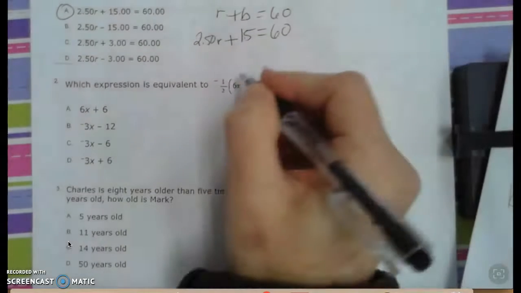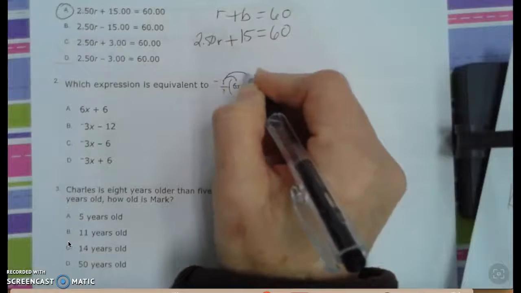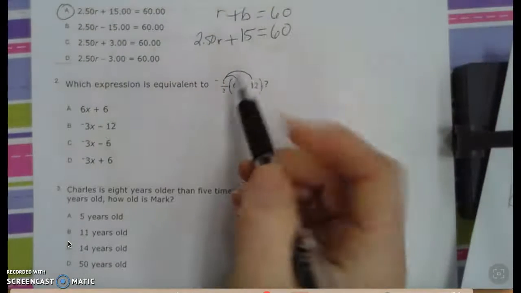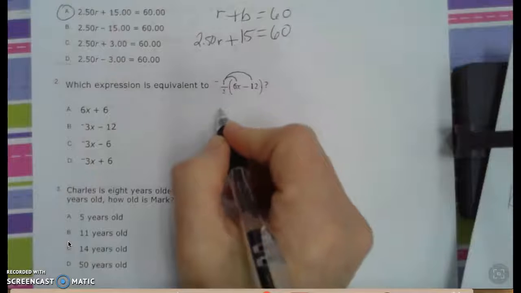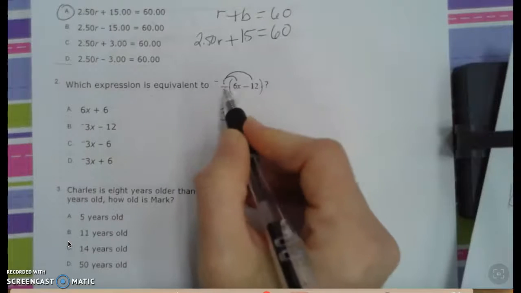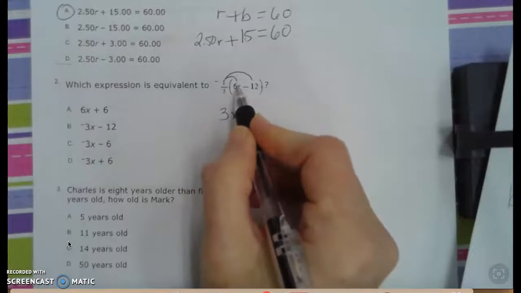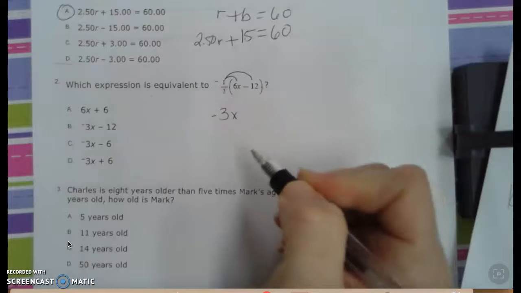First, we need to do the distributive property, so we have to distribute that -1/2. So most of you can do half in your head. So 1/2 of 6 is going to leave us 3x. And we know that a negative times a positive is going to be a -3x.